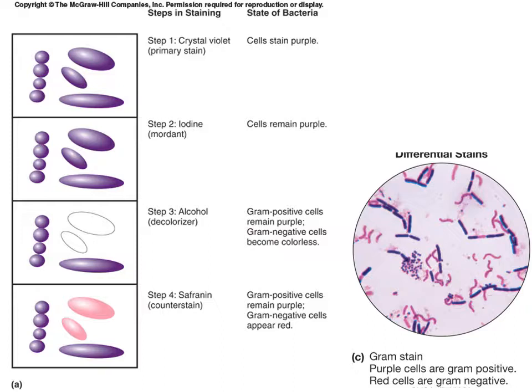Finally, in step 4, the bacterial preparation is counterstained with a simple basic dye, different in colour from crystal violet. Safranin is the most commonly used counterstain, and it colours gram-negative bacteria pink to red, but leaves gram-positive bacteria dark purple. So the end result is that gram-positive cells remain purple, gram-negative bacterial cells appear pink or red.